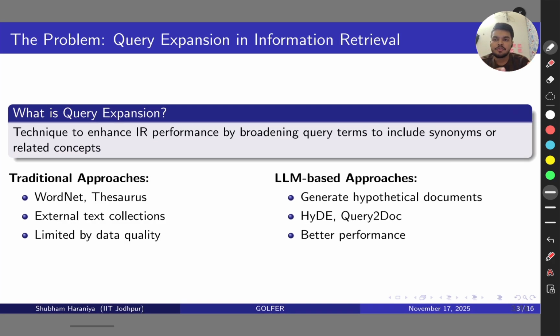Let's dive into the introduction, the problem of the current world. Query expansion in information retrieval is one of the important parts in LLM. There are two categories of query expansion: traditional approaches and LLM based approaches. The traditional approaches are WordNet and external text collection, limited by the data quality. LLM based approaches generate a hypothetical document, where we get a better approach.